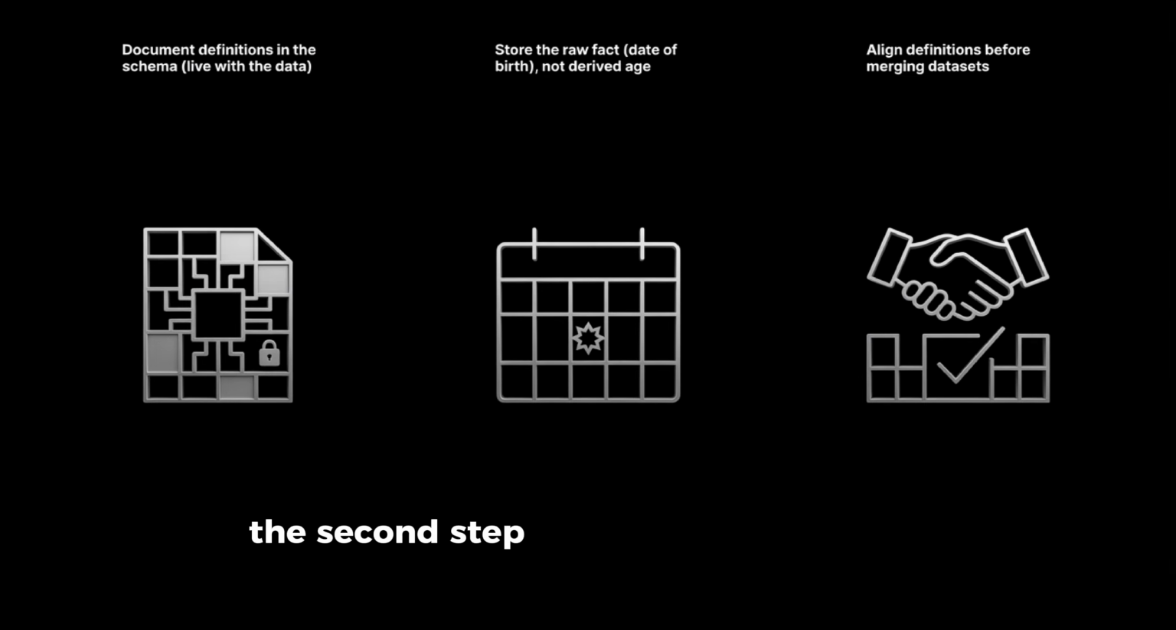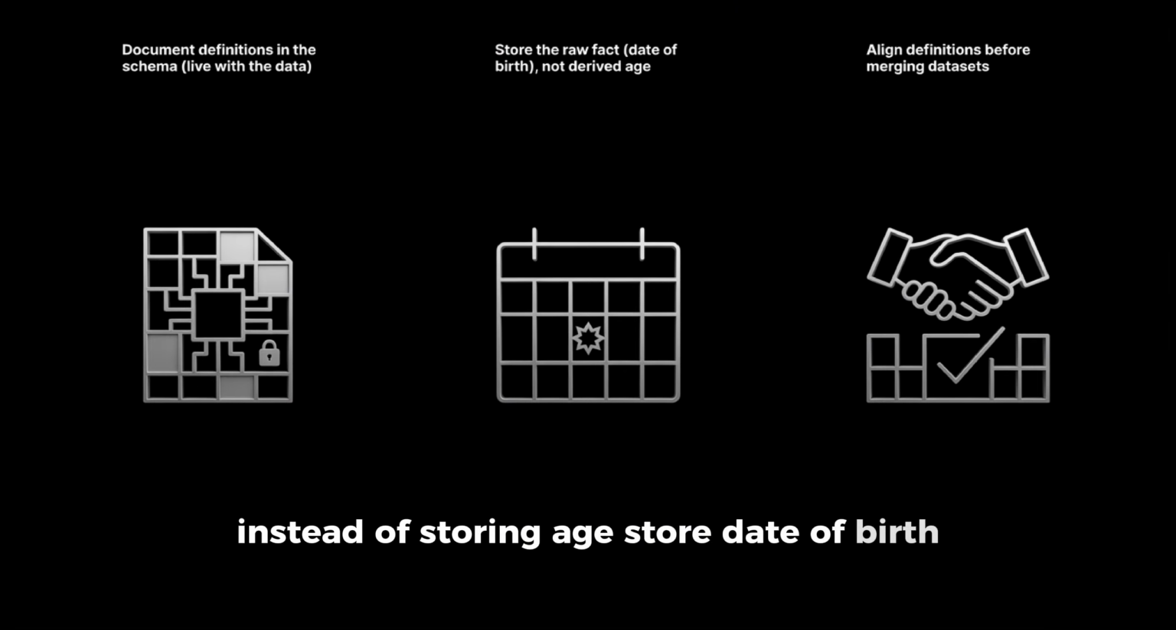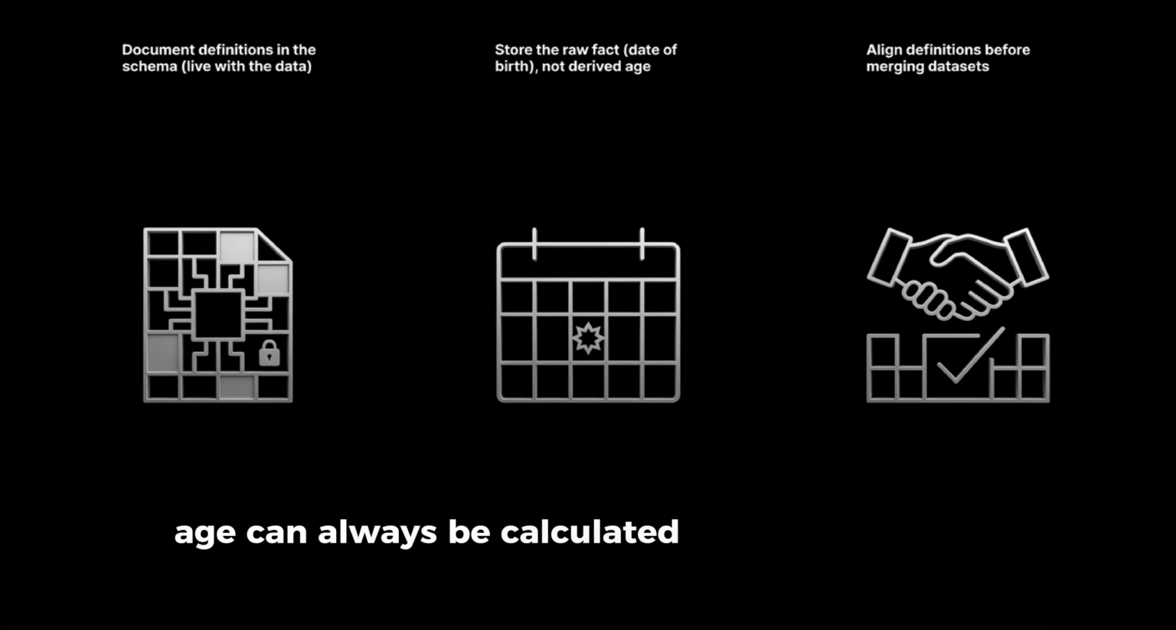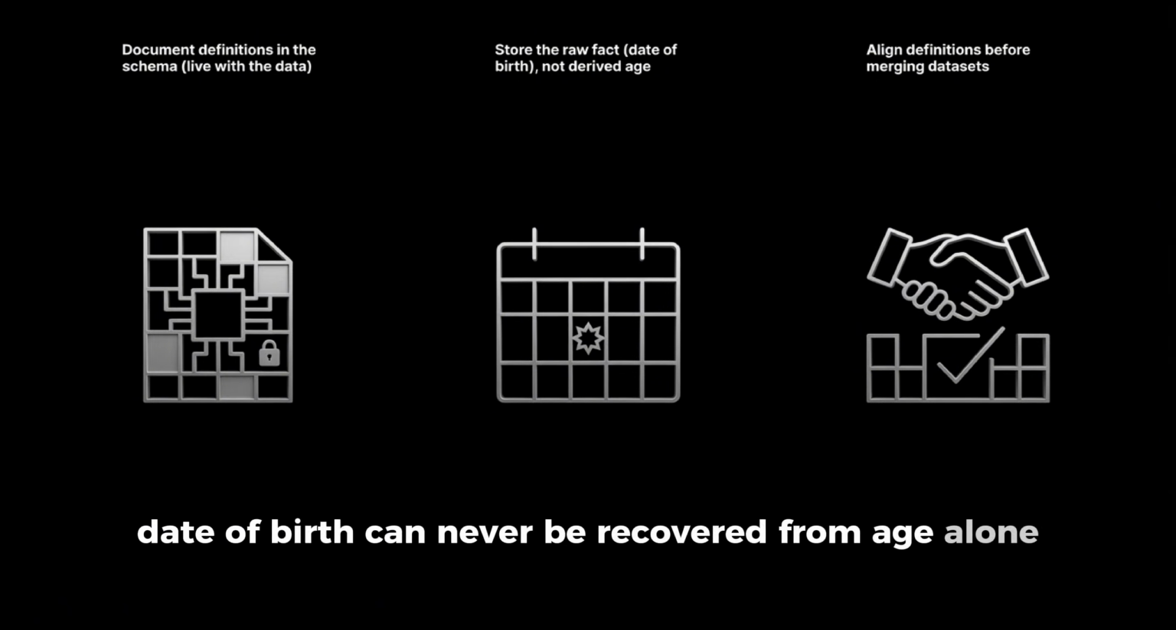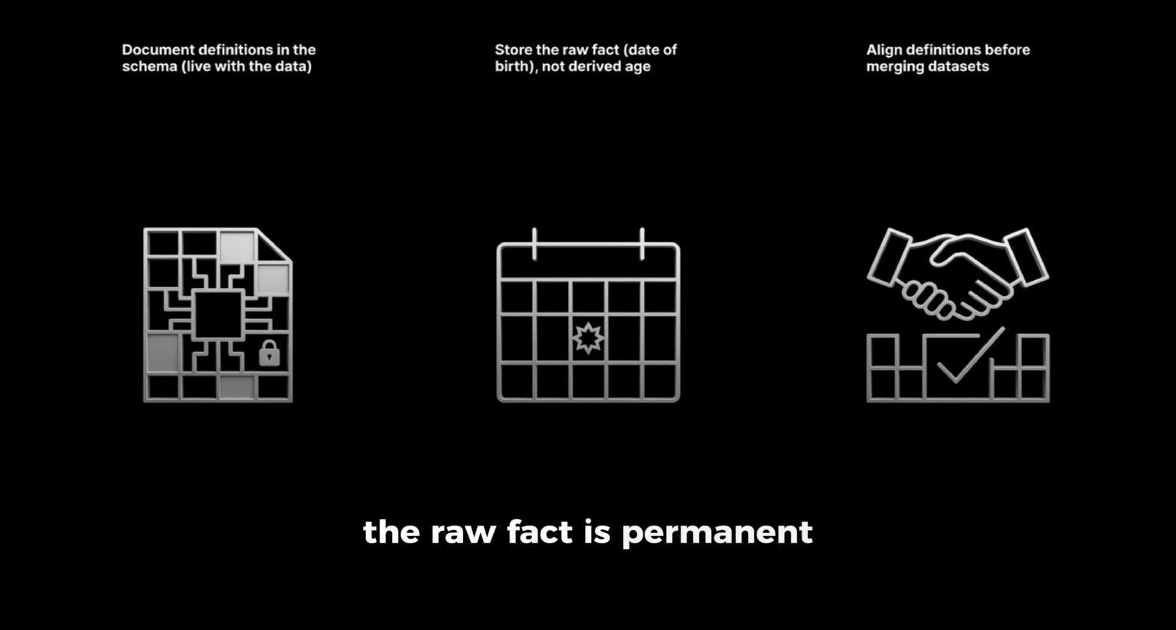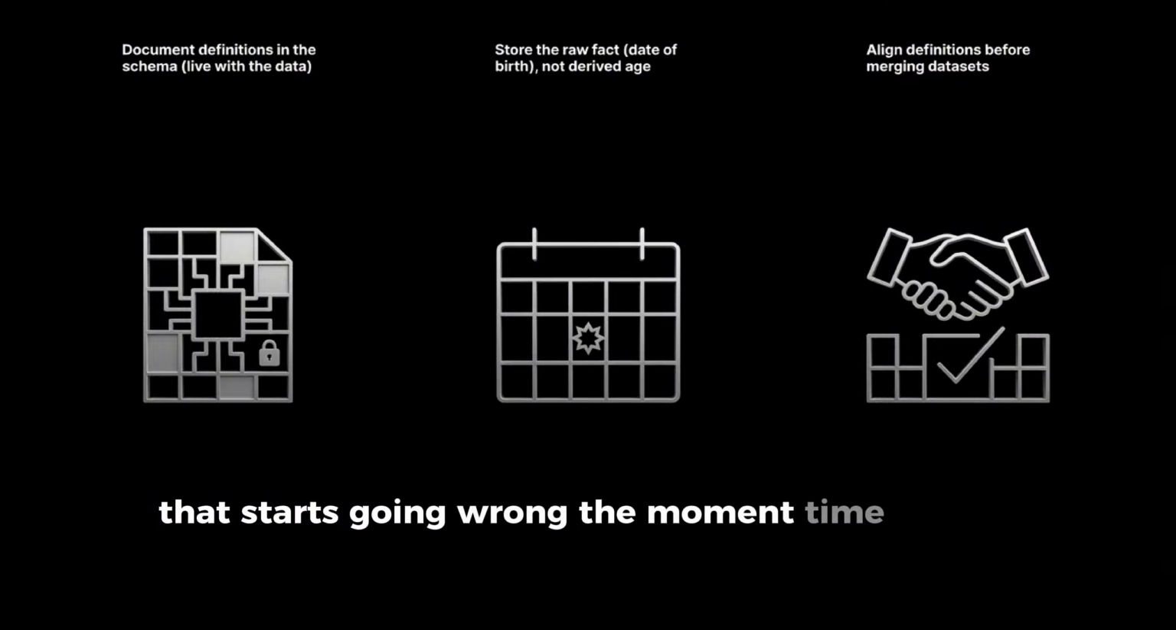The second step is to store the raw fact, not the derived one. Instead of storing age, store date of birth. Age can always be calculated from date of birth. Date of birth can never be recovered from age alone. The raw fact is permanent. The derived number is a snapshot that starts going wrong the moment time moves forward.